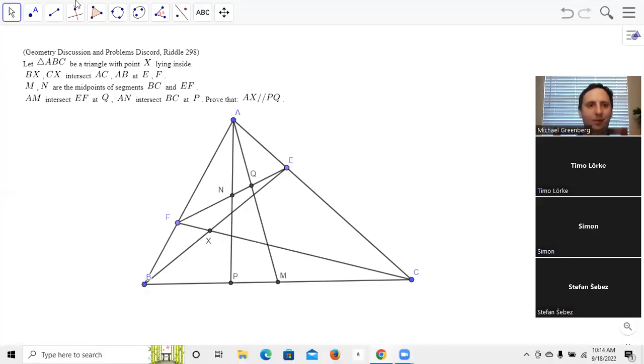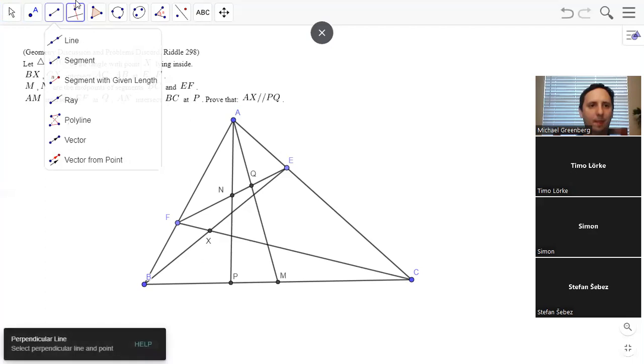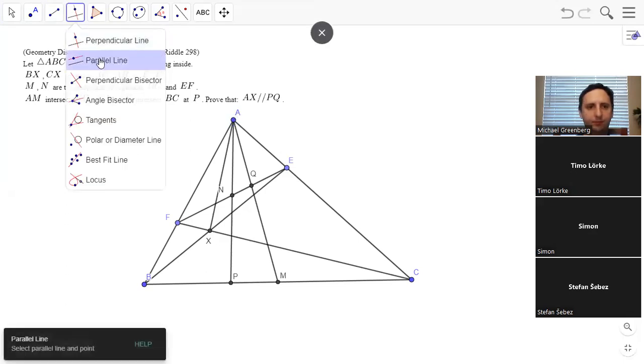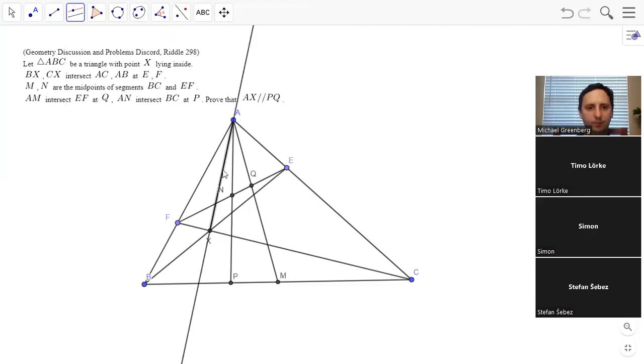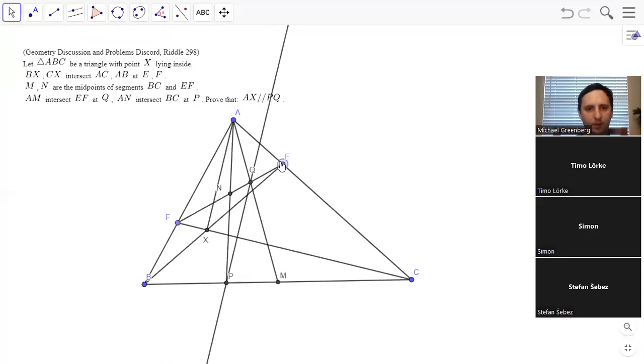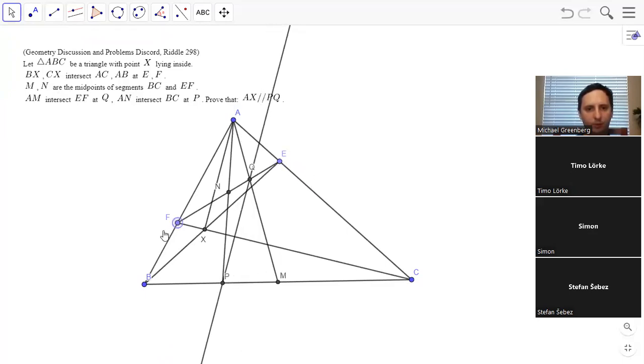It looks false. Let's see. I'm going to draw AX. Looks true here. I think it's true. Yeah, it looks true to me. So yeah, check your diagram.